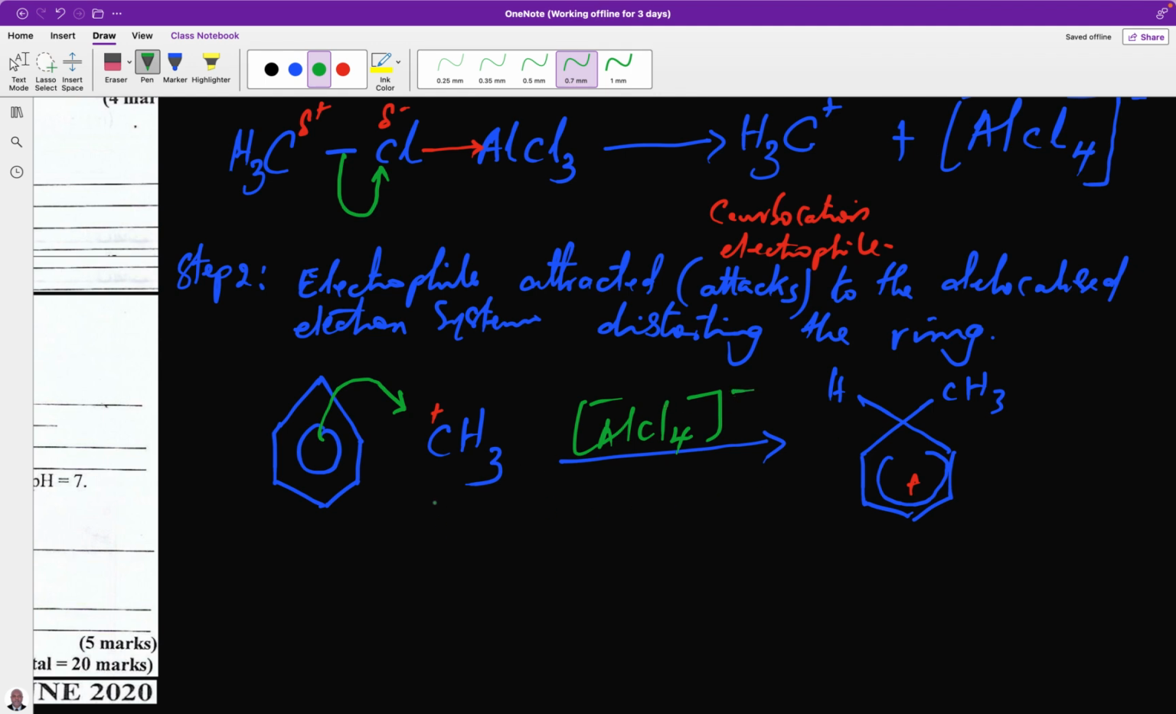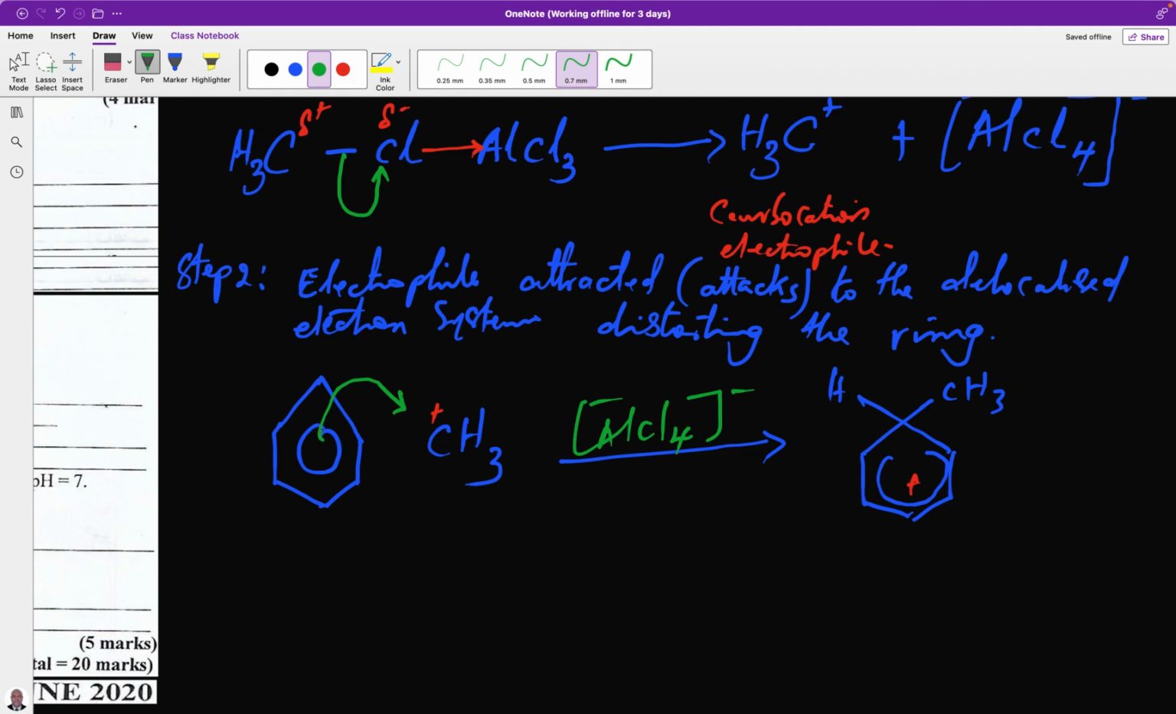Here, what is happening is, I said electrophile, the electrophile attacks the benzene ring, therefore distorting it. Now, this electrophile is highly reactive. It needs electrons to bond itself because the 2 electrons were taken away by chlorine. So the delocalized electron system will use 2 electrons to form a bond with it.